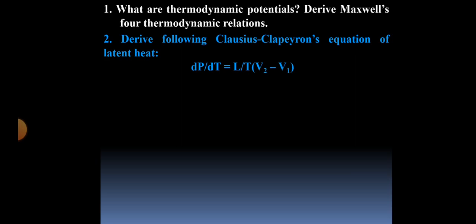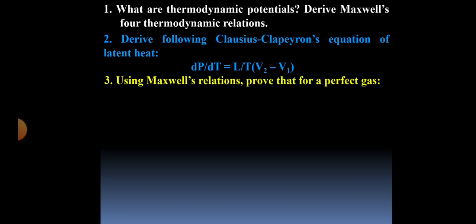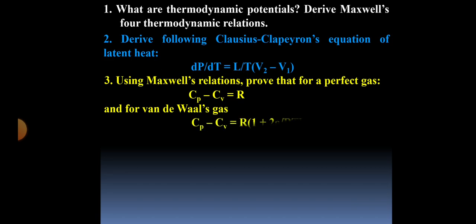Question number 2: derive the following Clapeyron's equation of latent heat. This is a very important relation, which gives the variation of pressure with temperature. Question number 3: using Maxwell's relation, prove that for a perfect gas, Cp minus Cv is equal to R. We have to derive this expression by using Maxwell's relation. And for real gases or van der Waals gases, this expression is like this: Cp minus Cv is equal to R into 1 plus 2A upon RTV.